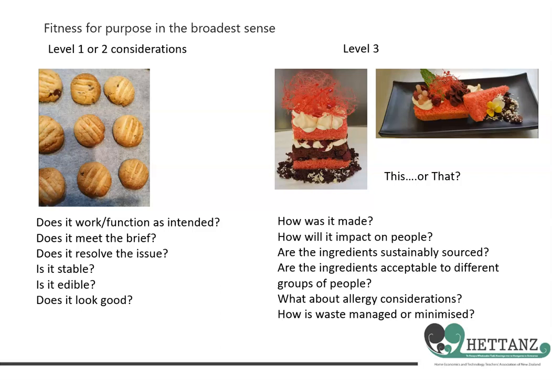This slide is an indication of the step up from Level 1 or 2 to considerations of fitness for purpose in the broadest sense at Level 3. At Level 1 or 2, students are concerned with the who, what, where, when, how and why questions, whereas at Level 3, students need to delve more deeply. As part of the evidence for fitness for purpose in the broadest sense, students would want to show that they had considered alternative choices and that they had used a more comprehensive set of criteria in consideration both of the process of manufacture and of the outcome itself.